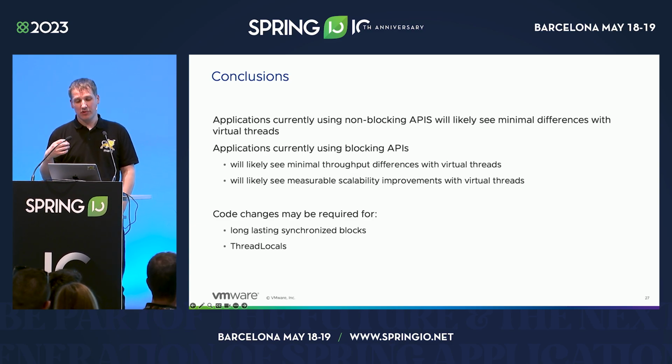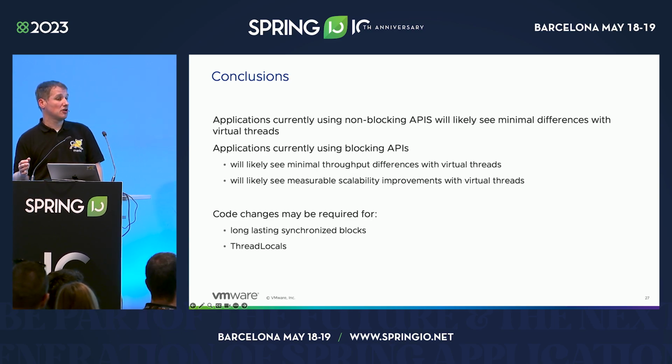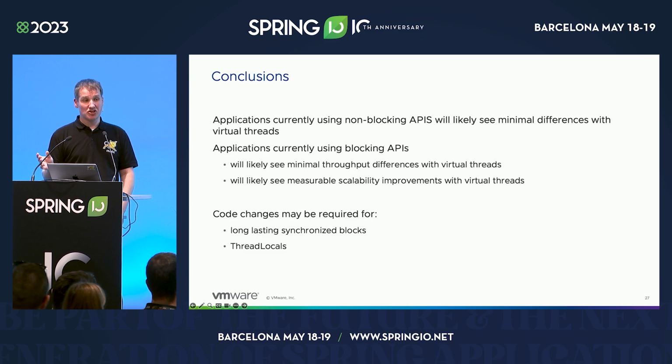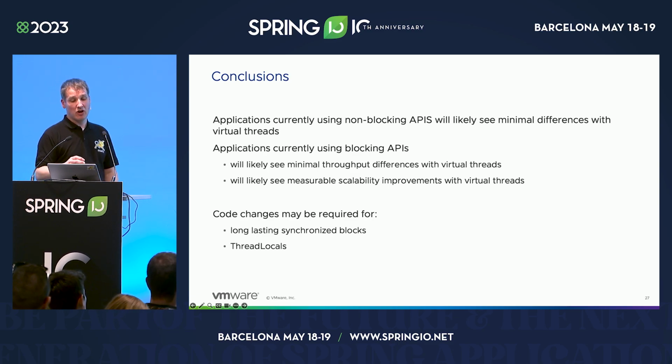Applications currently using blocking APIs, that's where I think you're going to see some big differences. Throughput differences, not so much. In terms of throughput numbers, how long it takes to process a single request, that's not really going to change that much. It's the scalability that's going to change. How many concurrent requests, how many concurrent connections you can handle with that system. That's where I think the real benefit is going to be.